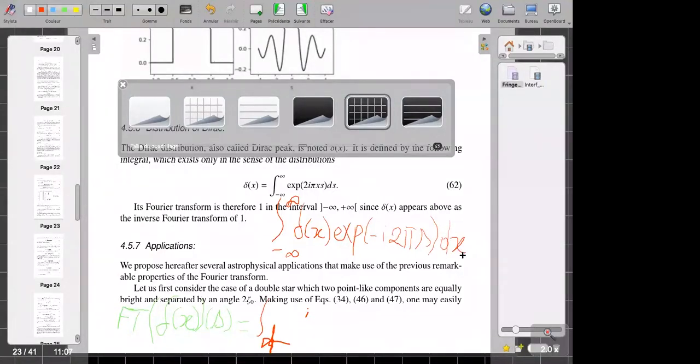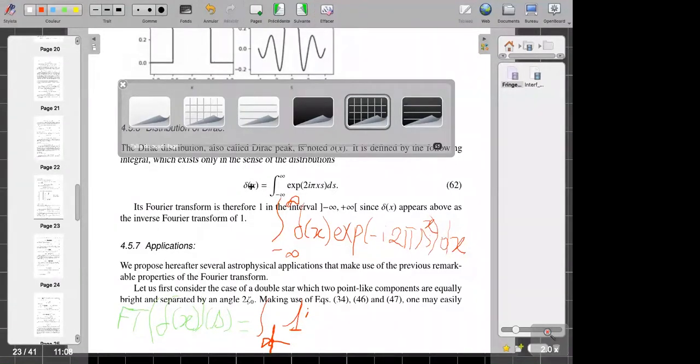Now we know that when you take the integral of delta(x) times any other function, the result is the value of this function for x equals 0. Here I forgot to multiply by x. If you take the exponential for x equals 0, it is equal to 1. So the Fourier transform of the Dirac function is equal to 1, in fact. Which means that the inverse Fourier transform of 1, which is given by this expression, is equal to the Dirac function itself.